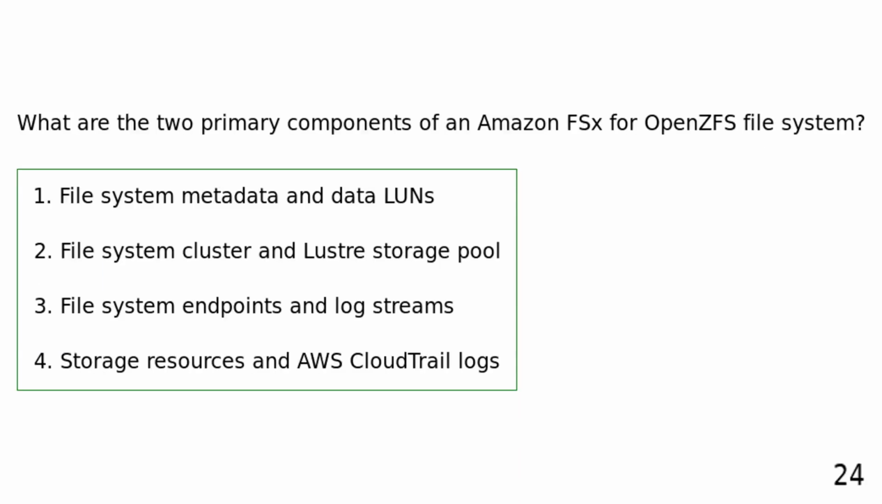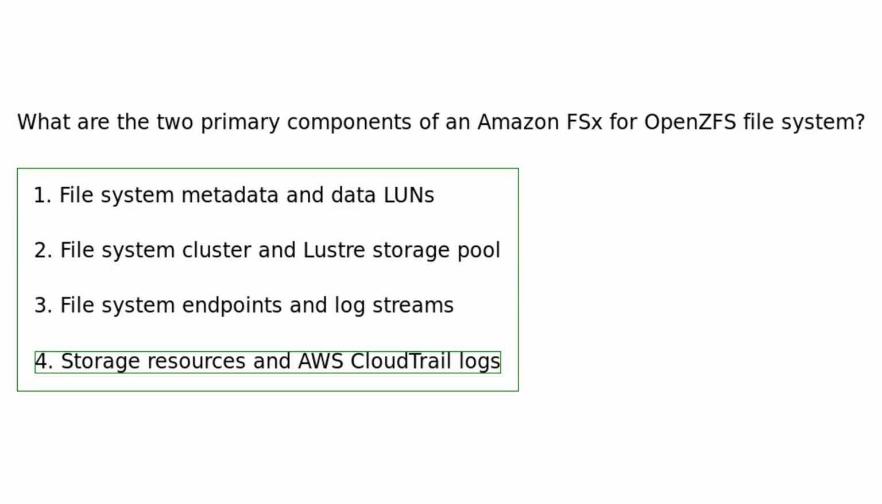What are the two primary components of an Amazon FSx for OpenZFS file system? File system metadata and data LUNs. File system cluster and Lustre storage pool. File system endpoints and log streams. Storage resources and AWS CloudTrail logs. Amazon FSx for OpenZFS is comprised of a file system cluster and underlying storage resources that provide high-performance file storage.